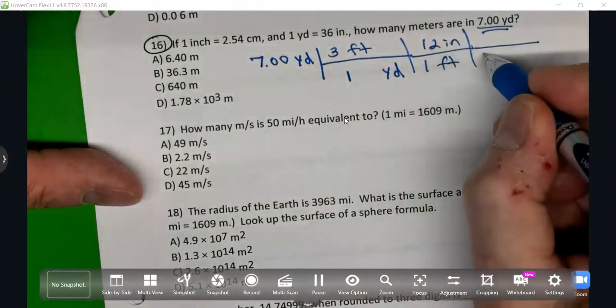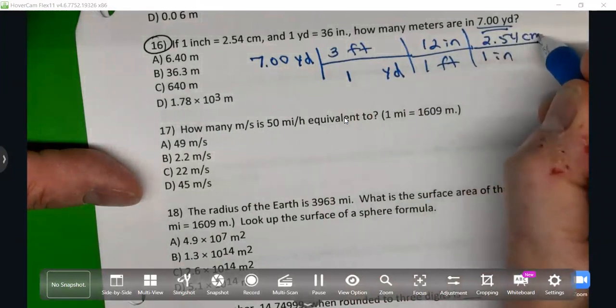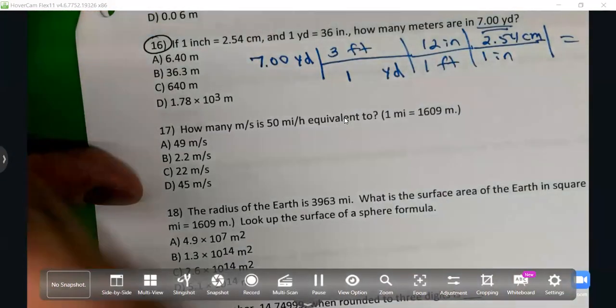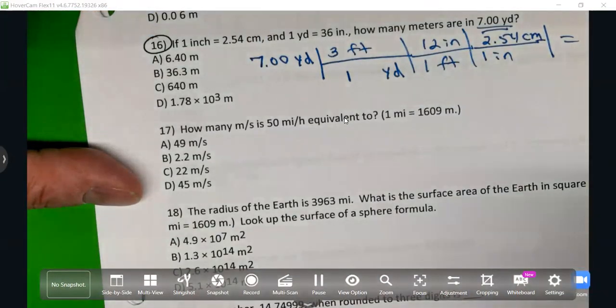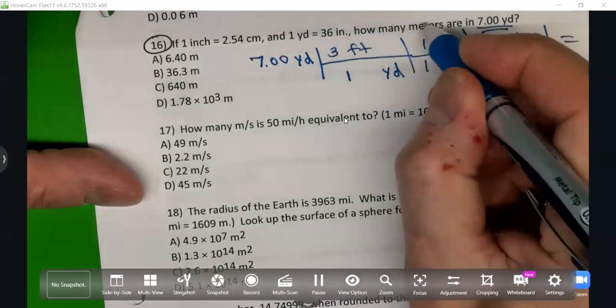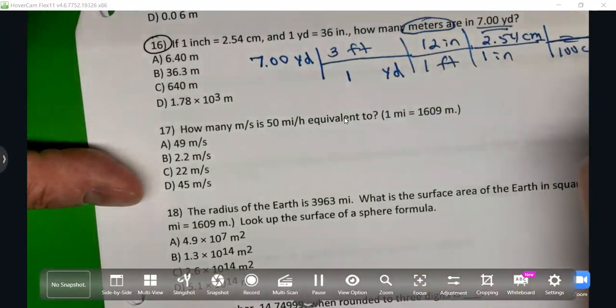Then hopefully you're remembering this now. 1 inch, 2.54 centimeters, and I have the unit I want left. Oops, no, I don't, because I've got to get meters. So 100 centimeters down here, 1 meter.